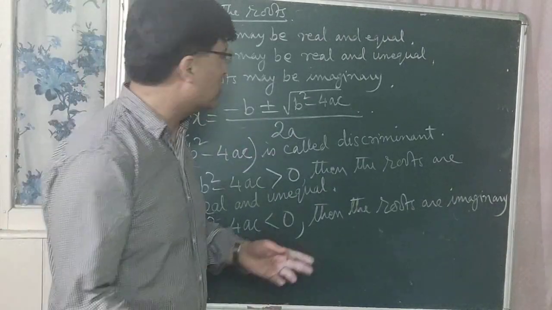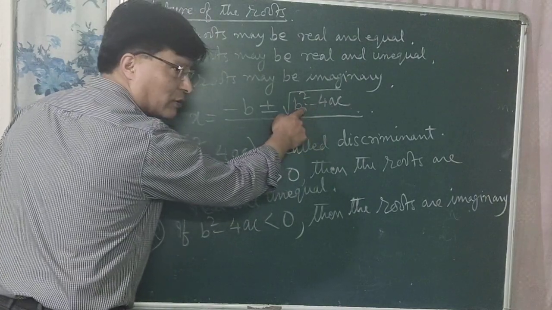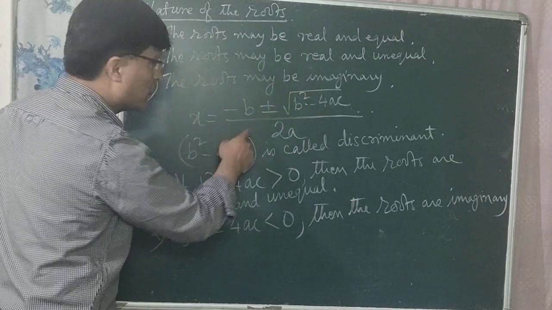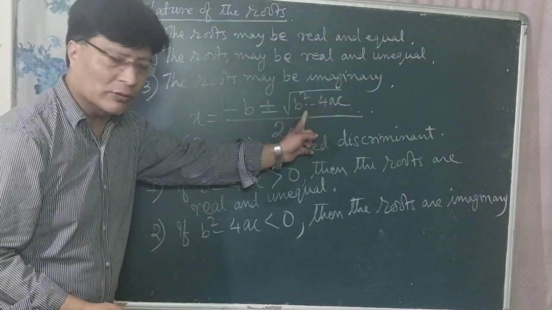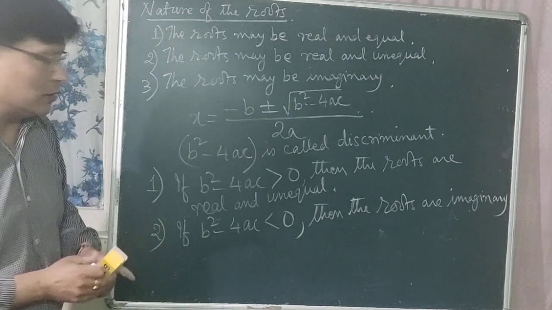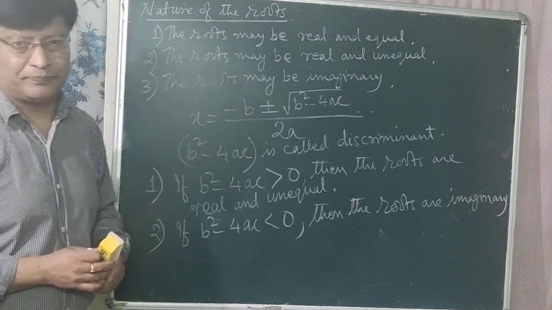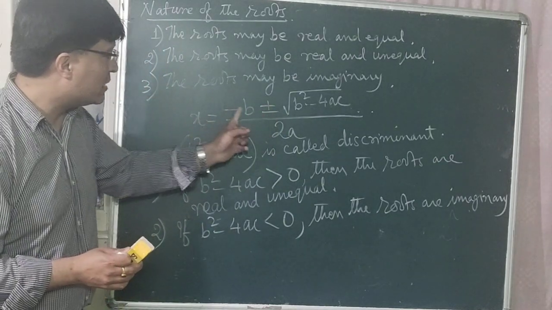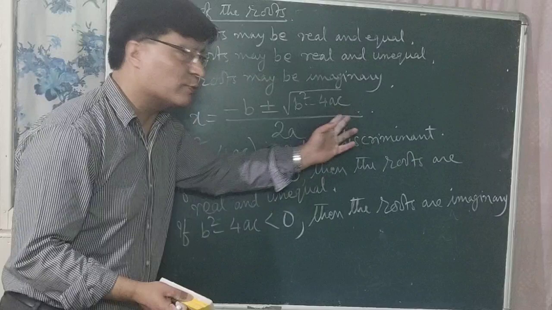Next, what happens to these roots if b square minus 4ac is equal to 0? Look at the blackboard. If b square minus 4ac is equal to 0, then its square root is 0. That means there will be no second term, so it will be minus b by 2a. That means there are two roots which are equal. One of the roots is minus b by 2a and the other root is also minus b by 2a. So actually, plus minus means two roots. One is x is equal to minus b plus root over b square minus 4ac by 2a. And what is the other root? Minus b minus root over b square minus 4ac whole divided by 2a.